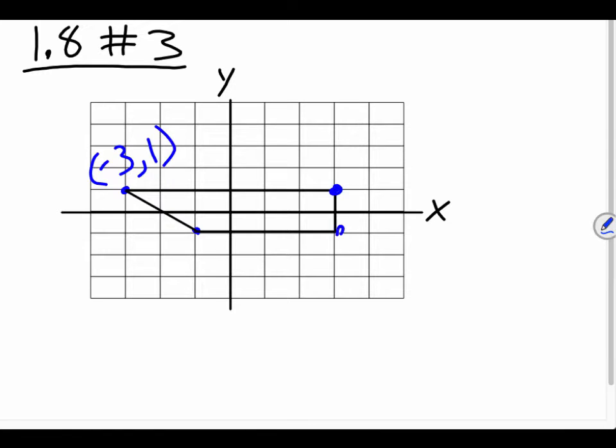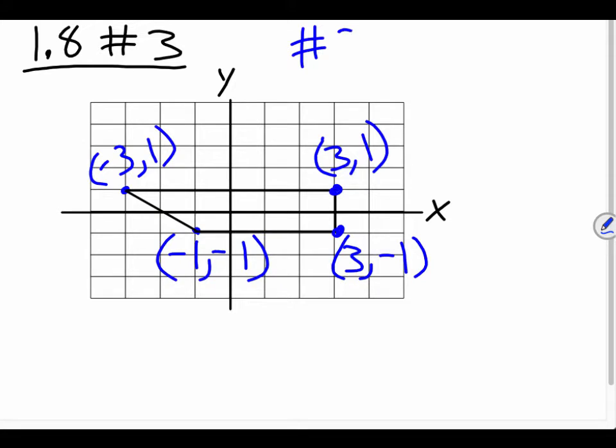And so I have this point here, this point here. So we have negative 3, comma 1. Over here we have 3, comma 1. Down here we have 3, comma negative 1. And over here we have negative 1, comma negative 1. Okay? And so what they want us to do for problem number 3 is they say, well, what's the perimeter?